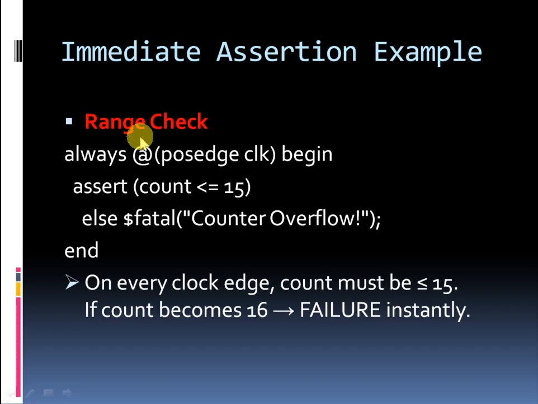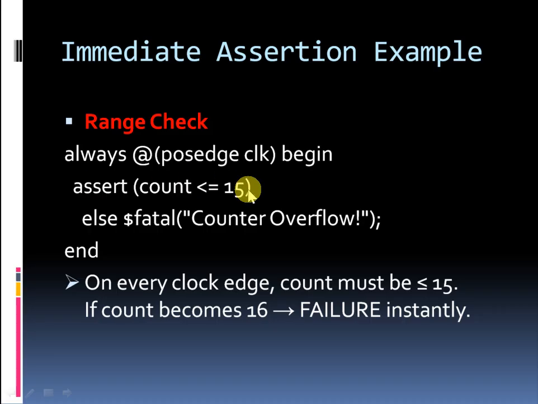This is a counter example. What we've written here is: always @(posedge clk) begin, then assert that the condition count is equal to 15, else the action is $fatal, counter overflow, then end. This means on every clock edge count must be 15. If count becomes 16, we get a failure instantly.